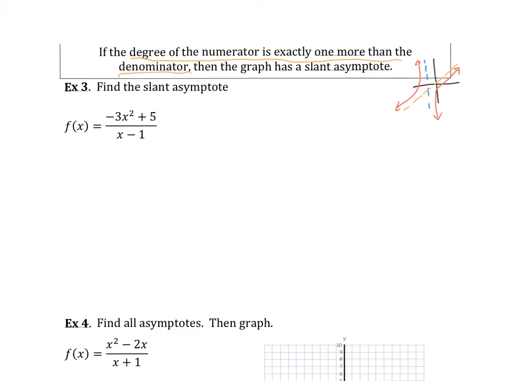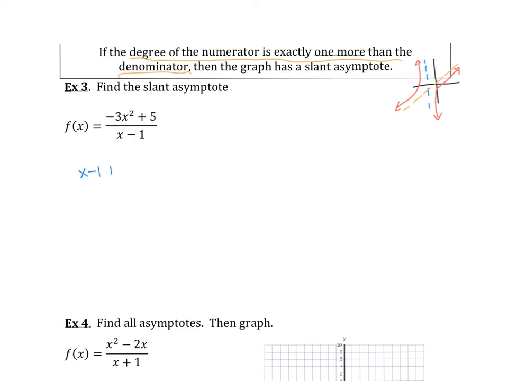Now to find the slant asymptote, you can either use long division or you can use synthetic division depending on the setup. Because the denominator on this is x minus 1, you could use synthetic division. If it were 3x minus 1, I would probably have to use long division. So I'm going to use long division just to practice it, but if you would like to use synthetic, you're welcome to do so. We should get the same result.